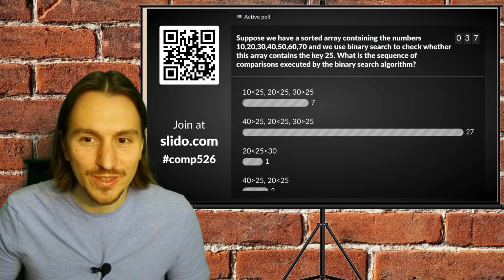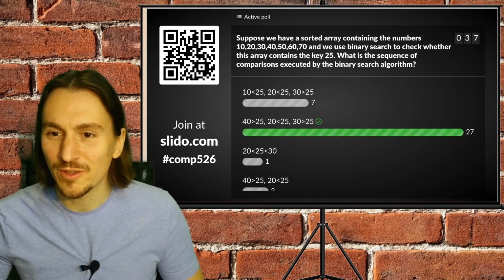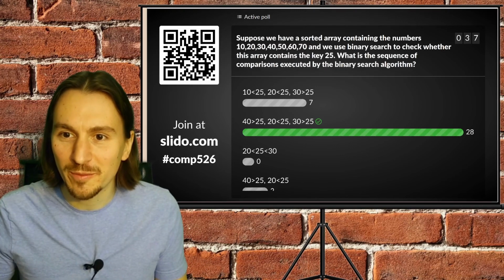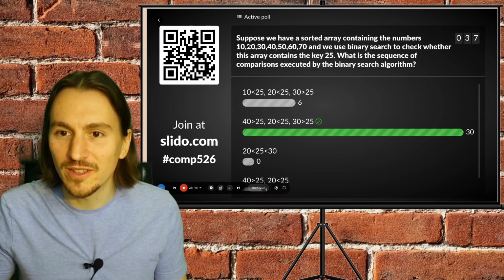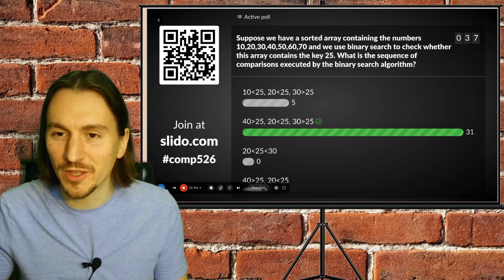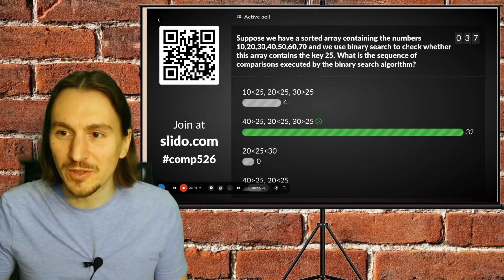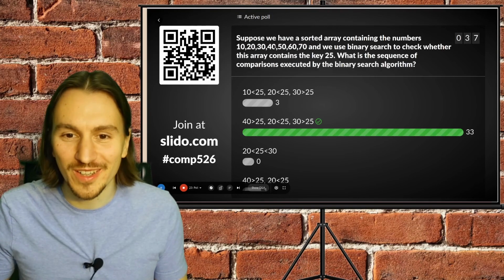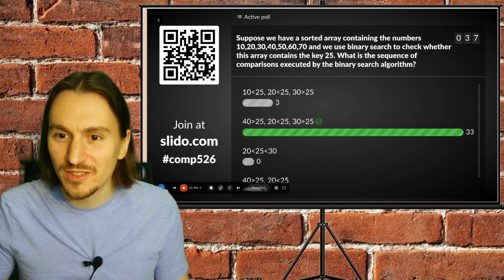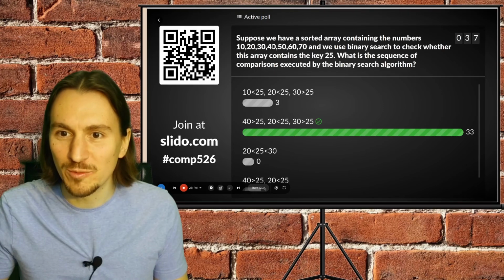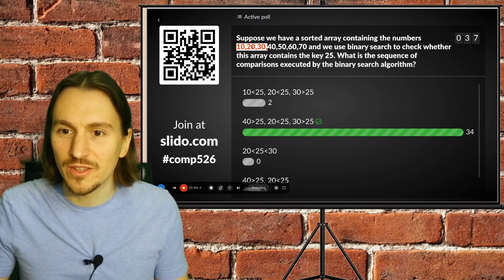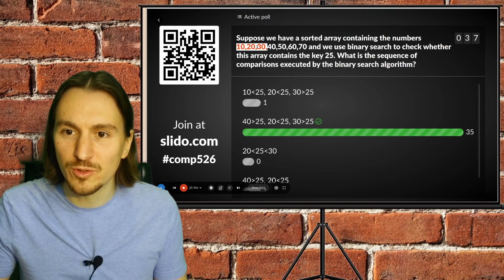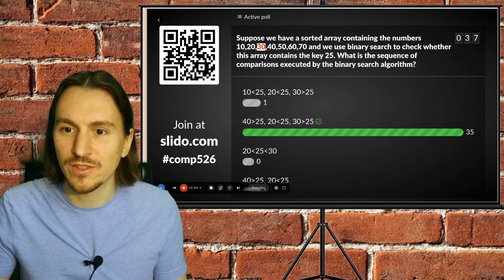Let's show the results, and the vast majority get this right. That's exactly what happens. So we jump into the middle. The middle in this list is exactly 40. There's no rounding happening, so there's no ambiguity in the question. So you compare 40 with 25. Obviously, that's too big, so you jump into the lower half. So that's just these three numbers that are in your list. The next comparison is with 20. That's too small, so the only remaining list is 30.